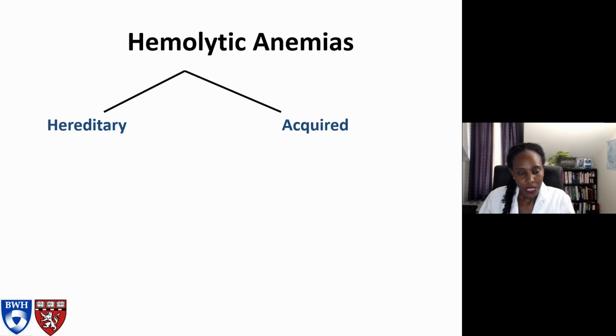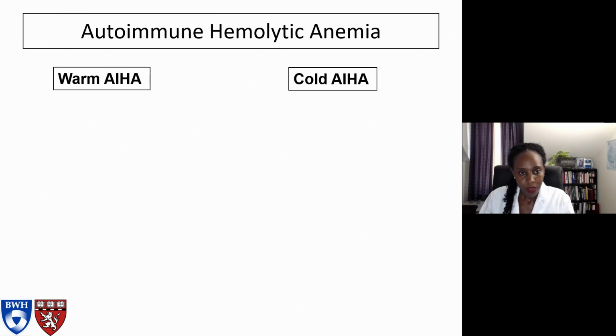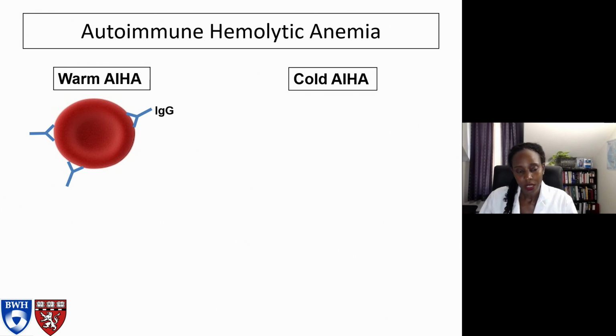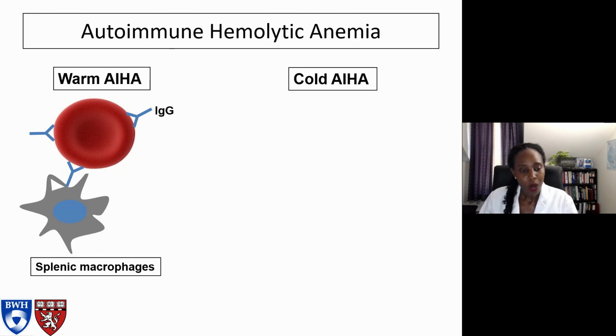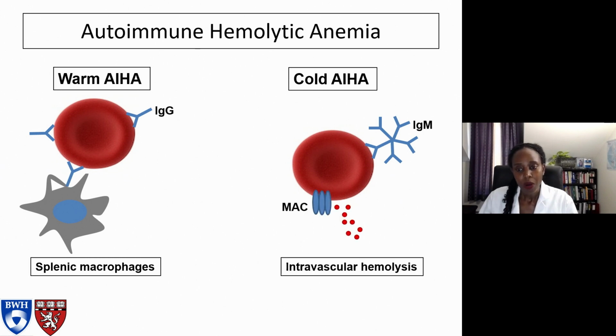So the hemolytic anemias can be broadly divided into hereditary and acquired. The hereditary disorders are either due to defects in the red cell membrane, red cell metabolism, or hemoglobin. And the acquired hemolytic anemias are either immune or non-immune. Now, the autoimmune hemolytic anemias are either warm or cold. Warm autoimmune hemolytic anemia is due to IgG, and hemolysis is due to splenic sequestration. So hemolysis is in the spleen. For cold autoimmune hemolytic anemia, hemolysis is complement mediated, and there's intravascular hemolysis.